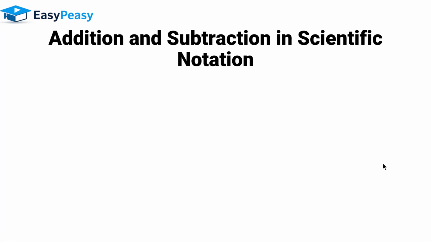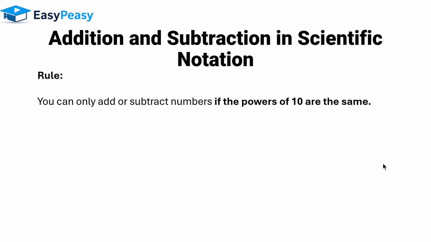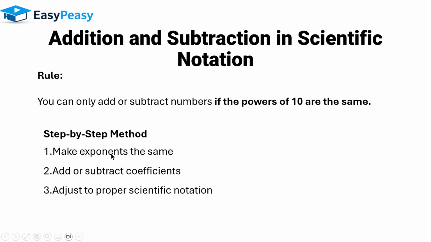Let's move on towards addition and subtraction in scientific notation. The rule says you can only add or subtract numbers if the powers of 10 are the same. So what will be the steps? The steps are: make the exponents the same first, then add or subtract the coefficients. And if the value is not between 1 and 10, then adjust it to proper scientific notation.